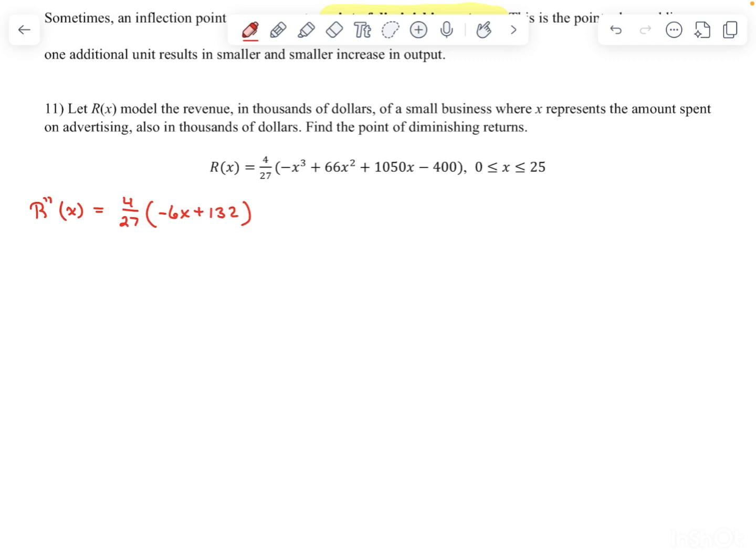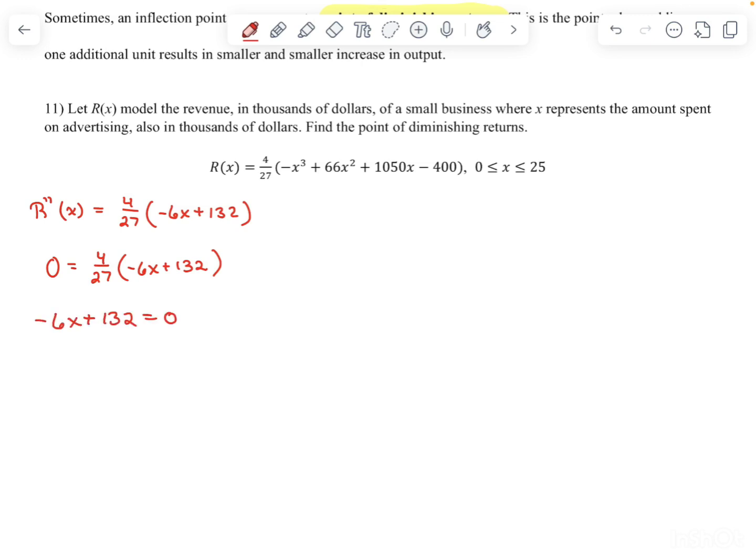To find the location of a potential inflection point, we need to determine where the second derivative is equal to 0 and where the second derivative is undefined. So I will start by setting the second derivative equal to 0. That will look like this. Now I'm going to set negative 6x plus 132 equal to 0. That will look like this.